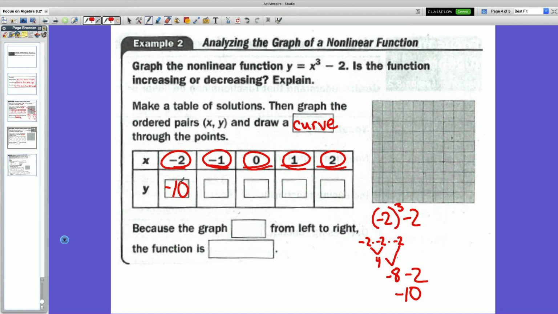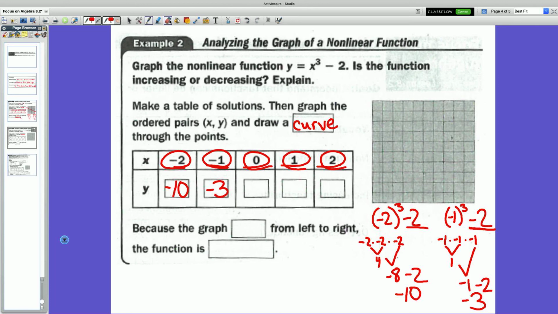All right? Plugging in negative 1. So I have negative 1 to the third power minus 2. Well, again, this third power really means negative 1 times negative 1 times negative 1. Well, negative 1 times negative 1, that's 1. 1 times negative 1 is negative 1. And I still have, don't forget about this minus 2 up top. So negative 1 minus 2 is negative 3. So I have negative 1, negative 3.